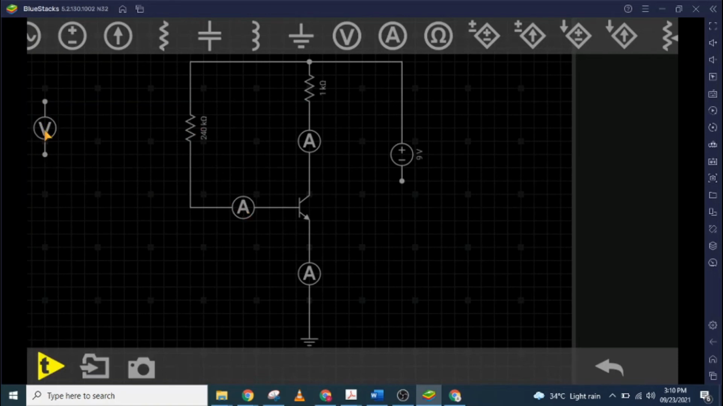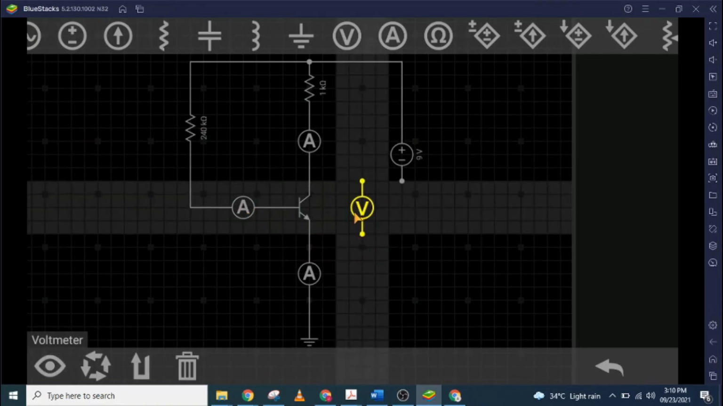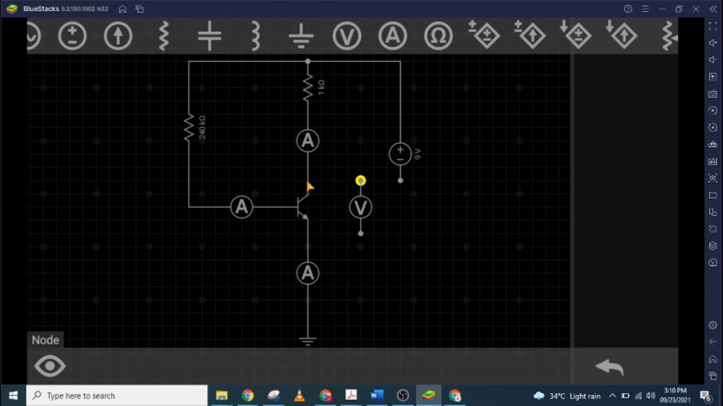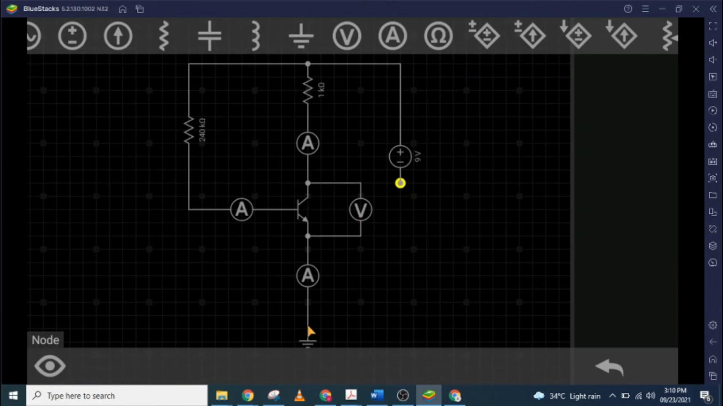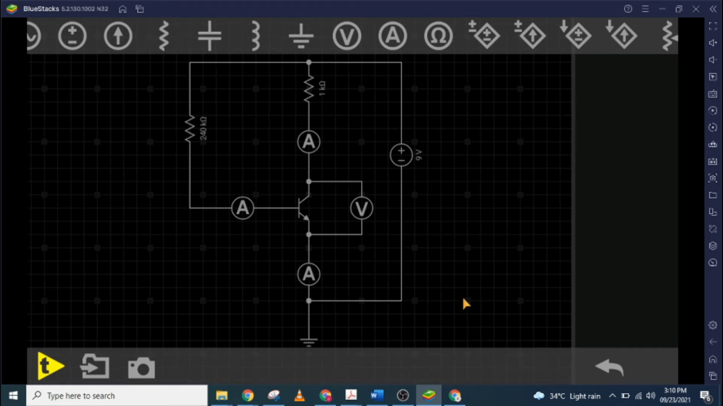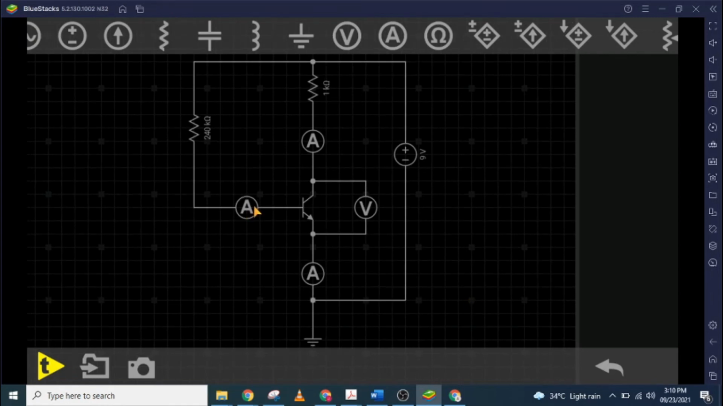Well, for the voltmeter, we will be connecting this in parallel. So, ito yung collector. So, connect natin yan. Then, connect natin dito sa emitter naman, yung voltmeter. Then, this one, connect natin sa ground. So, this is now our circuit along with the measuring devices, ng mga ammeter and voltmeter. I will try to run the simulation.